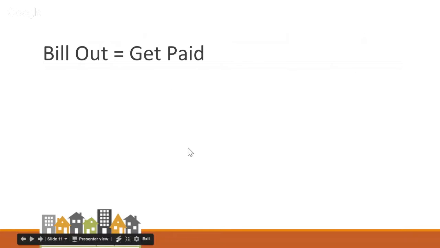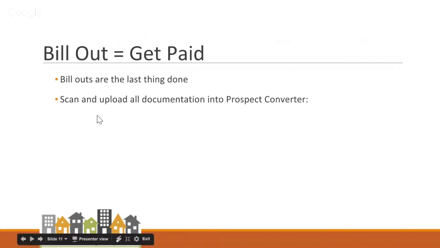All right, so you've done everything you need to do. Now you've got to get billed out. You want to get paid. The bill outs are the last thing that are done. You've got to have everything else completed. We have all the money in, all the paperwork done, all the documentation recorded correctly. This is it. The first thing you're going to do is make sure that the documentation is scanned and uploaded into Prospect Converter. There is a video on how to upload the documentation in Prospect Converter, and it's very important that you've done that correctly. If you don't do that, your bill out will get kicked back and delayed.